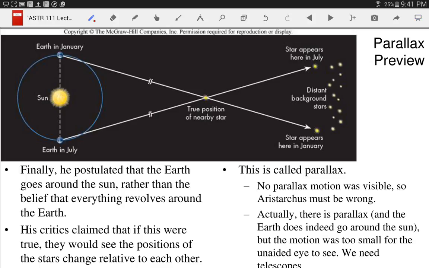Kendrick didn't move. Dylan didn't move. I moved. And we call that apparent change in position parallax. And so when they were looking at stars, they didn't see stars appear to move relative to others. And they concluded that must mean that the earth is not moving, that it's stationary.